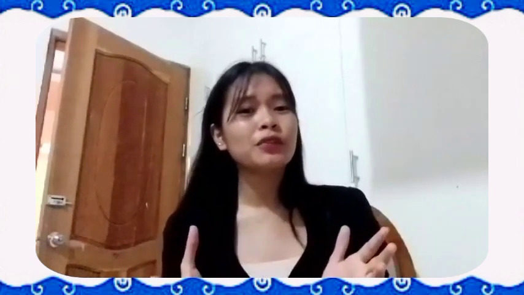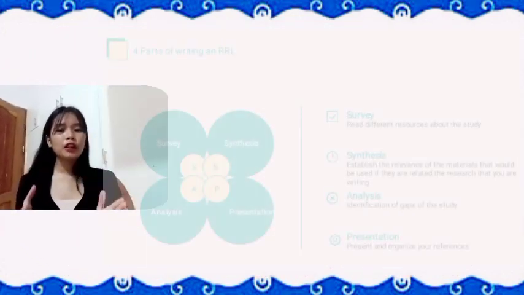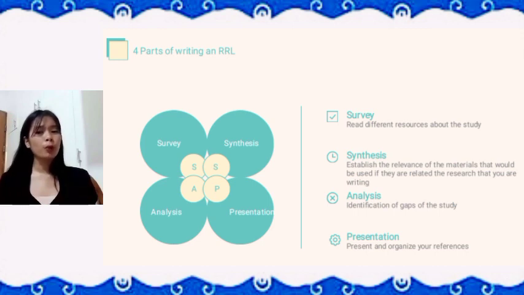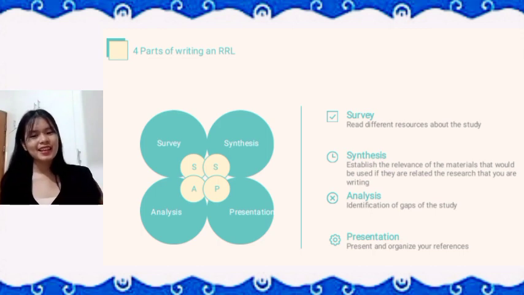So at this juncture, let me share with you what I have discovered from the internet on how to easily write an RRL completely just by following the 4 steps or 4 parts. First is the survey. Survey is where we read different resources about our study. Next is the synthesis. Synthesis is where we establish the relevance of the materials that we are going to use, if they are genuinely related or relevant to the research that we are writing.